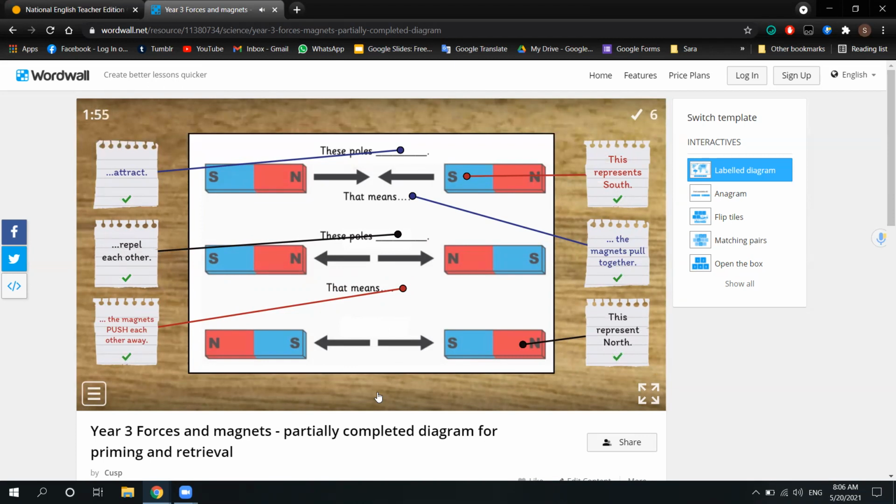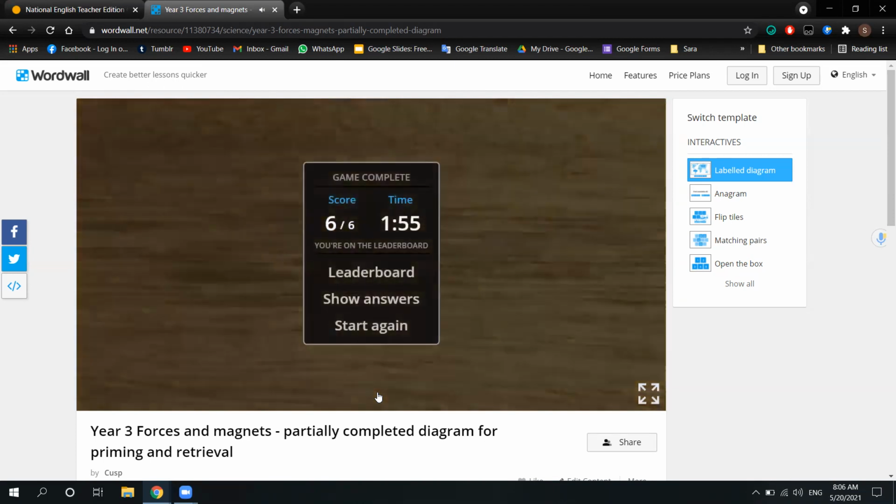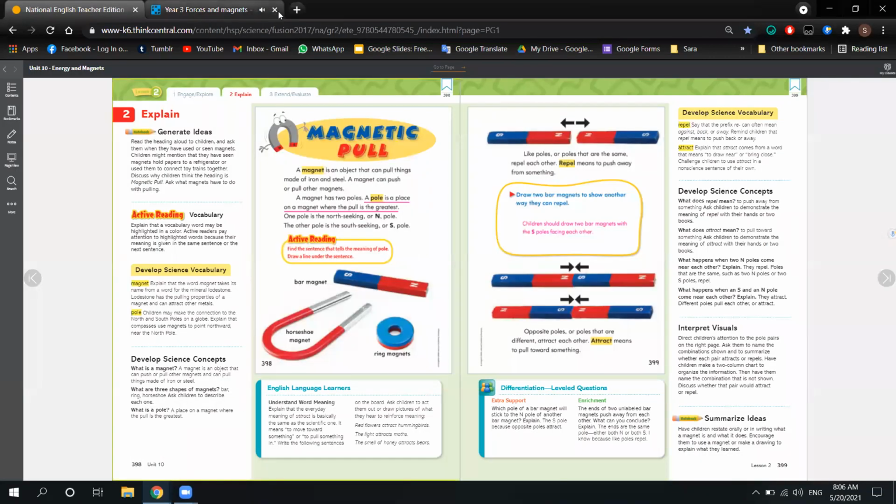Yep, got it right. Okay, guys, that's all I need you to know about magnets. If you have any questions about magnetic forces and magnetic poles, like repelling and attracting, I need you to ask me, okay? I hope you guys enjoyed this unit, and by finishing this lesson, we finished the 2 books, and we're done with the science material.